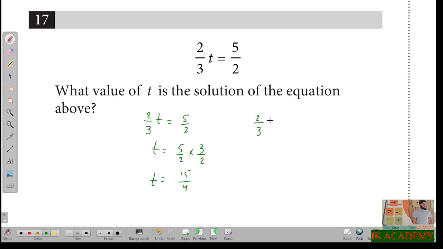Let me put 15 by 4 here. So 2 by 3 times 15 by 4 equals 5 by 2. 3 5s are 15, 2 2s are 4. So 5 by 2 is equal to 5 by 2. It means t equal to 15 by 4 will give us the solution of the equation. Let's move to the next question.